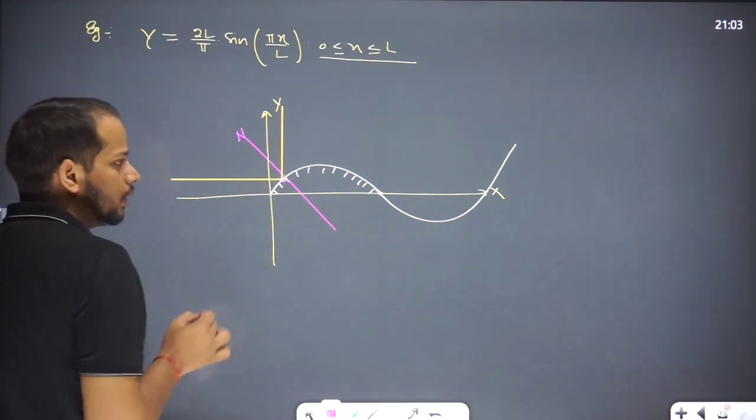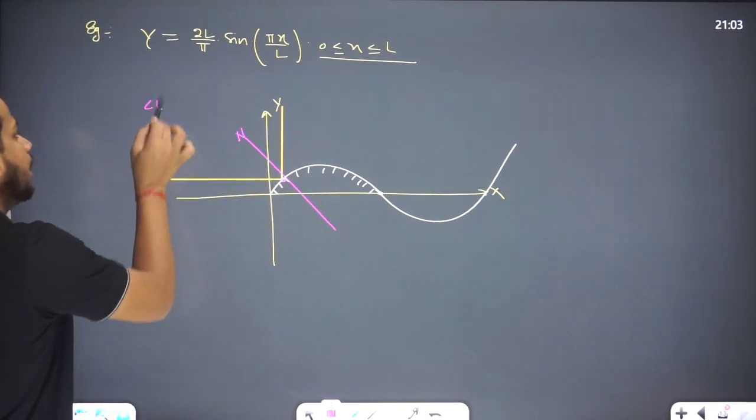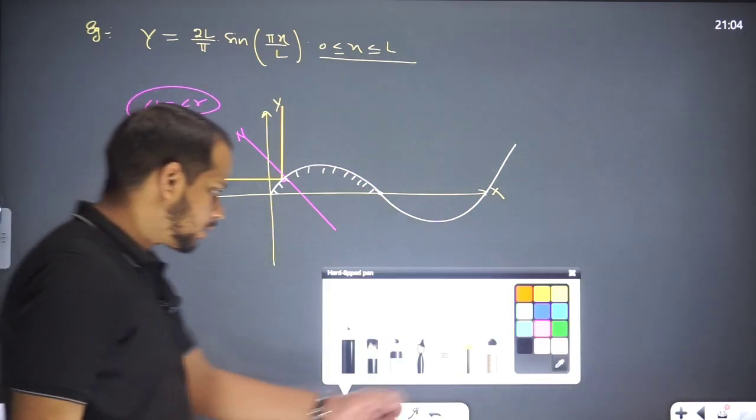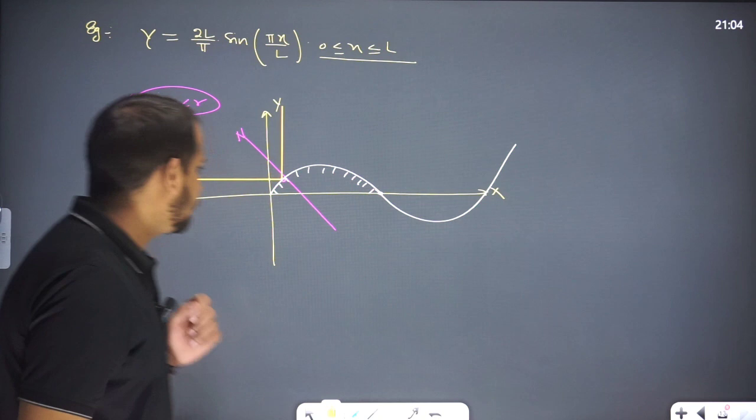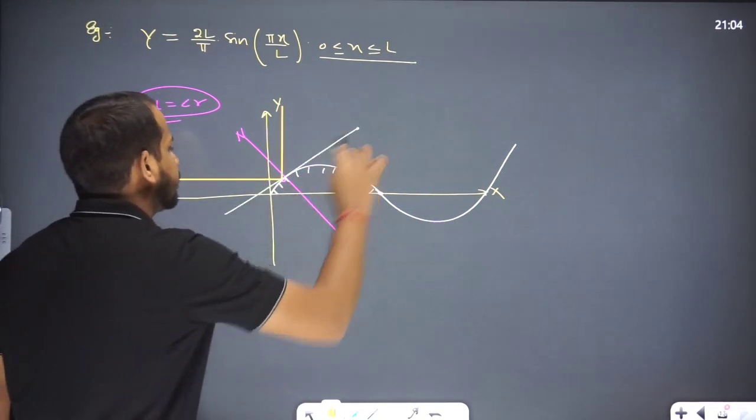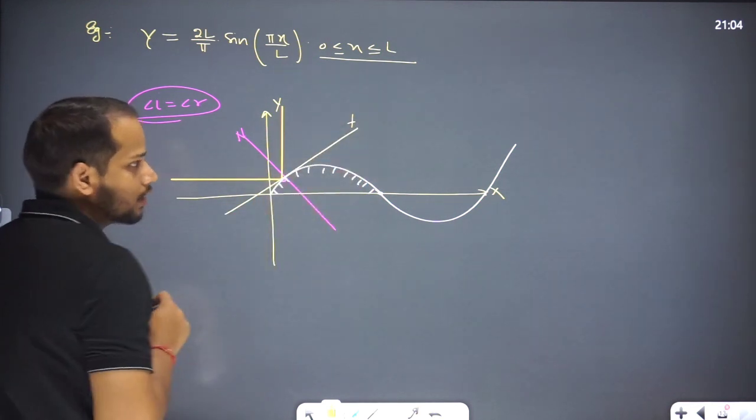So this is the normal we have. What is the angle i? The angle i is equal to angle r, right? If angle i is equal to angle r, so what will we say in this one? First, if we have to draw the normal, then we have to draw the tangent. So can we say this is the tangent over here?